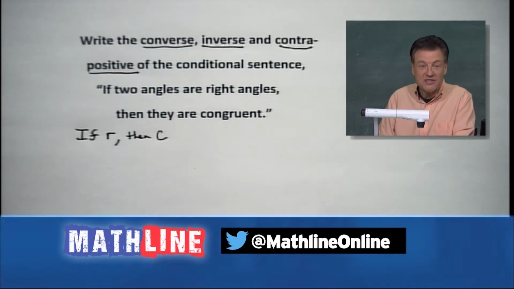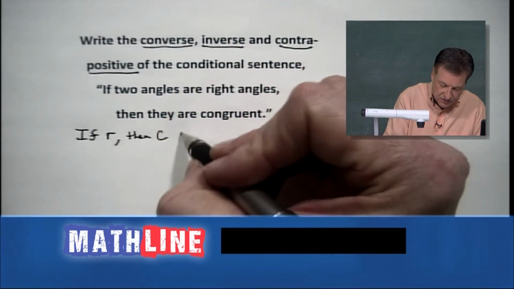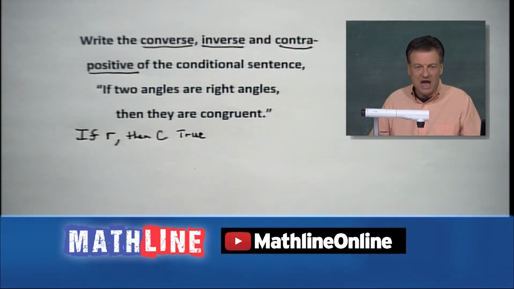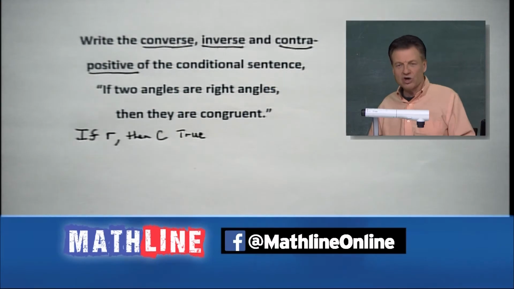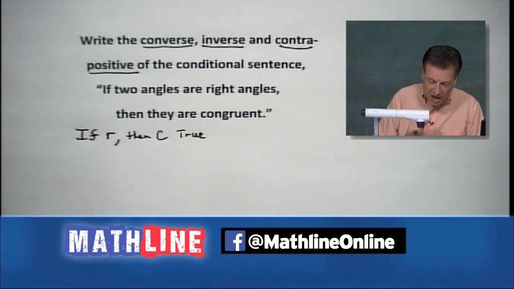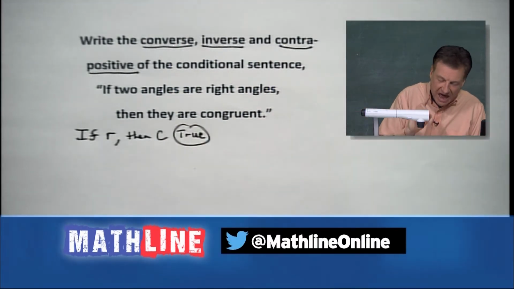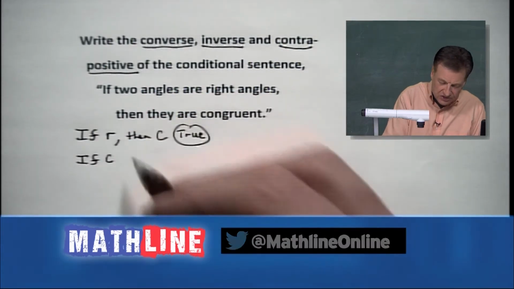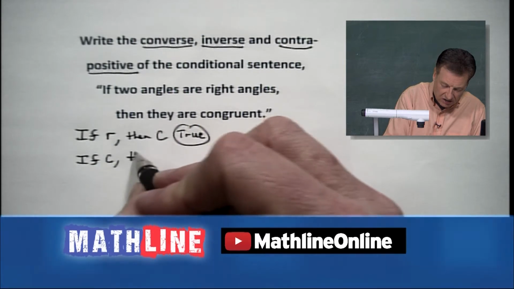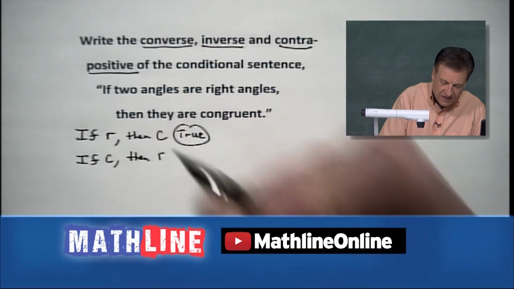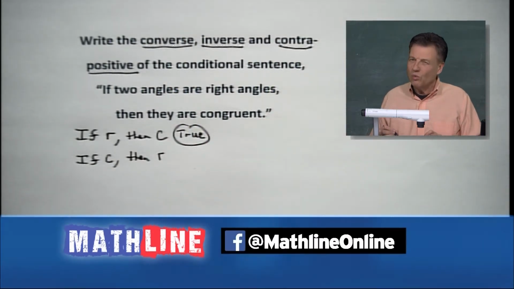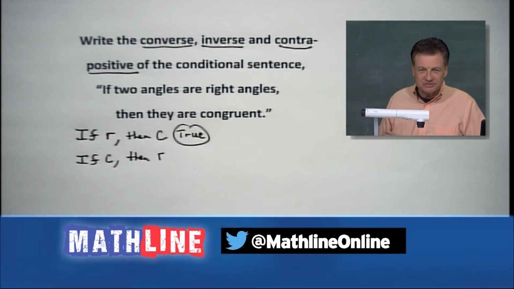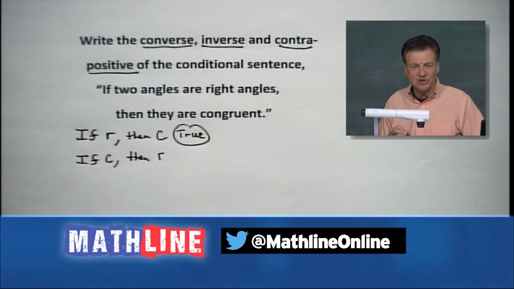All right. So there is our conditional sentence, and it is a true conditional sentence. If you have two right angles, they will be congruent. That's what we're saying there. Now, what happens if I have the converse? Remember, C swaps out with R. If they're congruent, then they're right angles. Well, sometimes that's true.